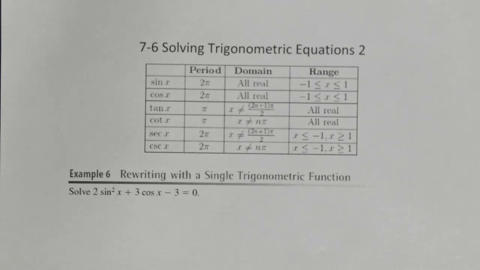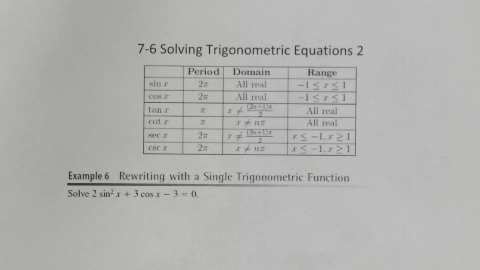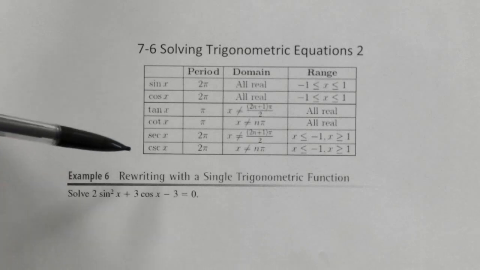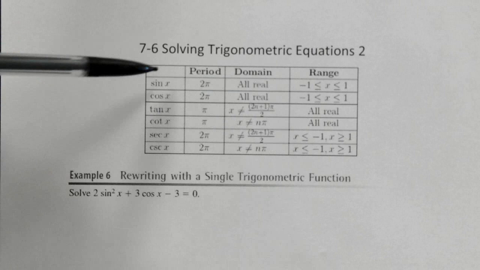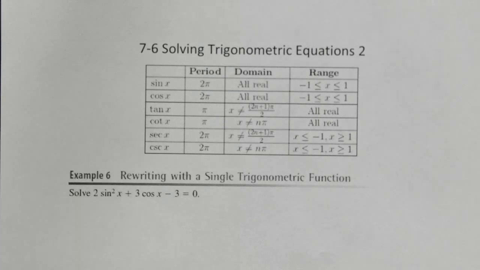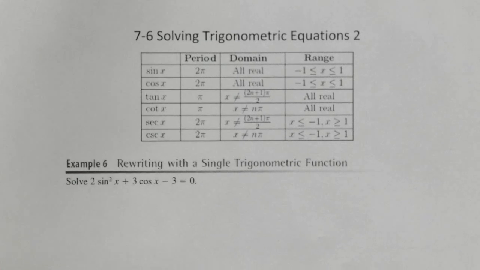Alright, so in this section 7-6 we are continuing learning on how to solve different trigonometric equations. Last time we looked at solving certain trigonometric equations, and this time we're going to look at a few different types of equations to solve. Once again, I've given you the same chart because you have to make sure you take these things into consideration: the period, the domain, and the range of each one of the trig functions as you're going through and solving. So I've given it to you again at the beginning of the notes here.